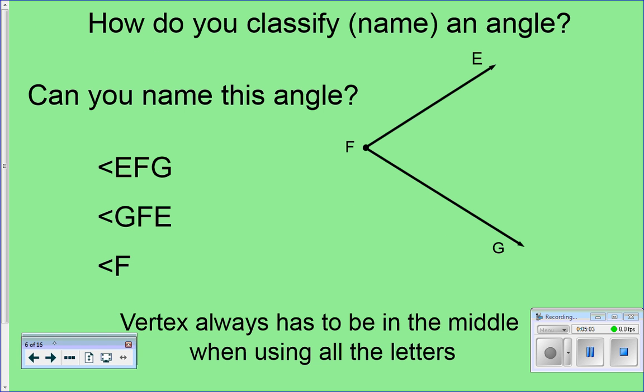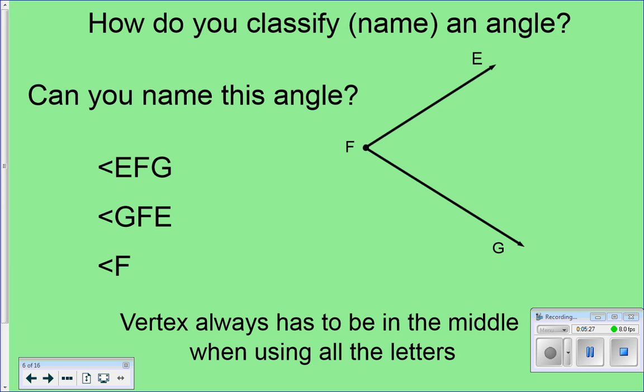Okay, so naming angles. Okay, so here's the deal. When you have an angle, you're usually given like 3 points on an angle or 3 letters. Okay, these letters can be used to name an angle. So if I look at that, I can name this angle actually 3 different ways. But the first thing I have to have, if I'm going to use all 3 letters, that endpoint has to be in the middle. Do you see that?